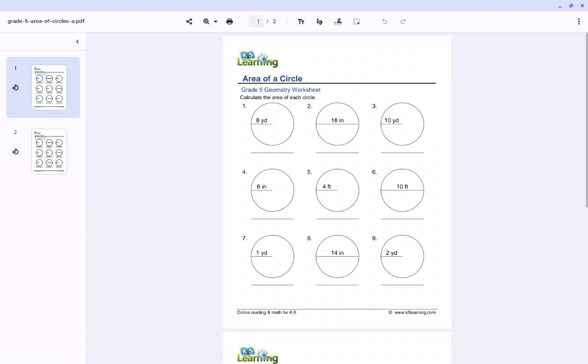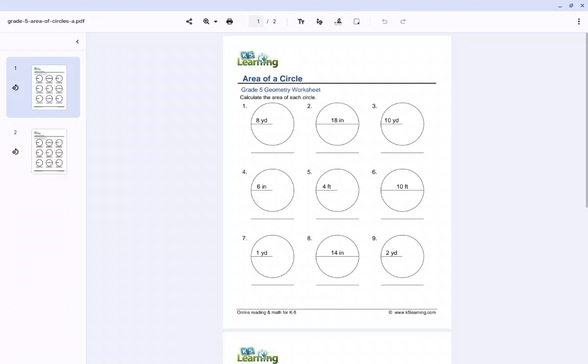Hopefully the answer you got was 200.96. Now we need to label it. This says yards. So I've got yards, but remember we are finding the area. When we are talking about area, it needs to be squared. So it would be 200.96 yards squared for this one. Now let's look at number 2.